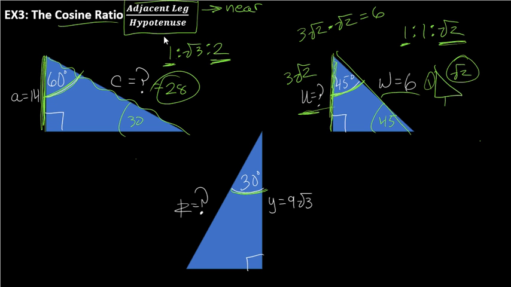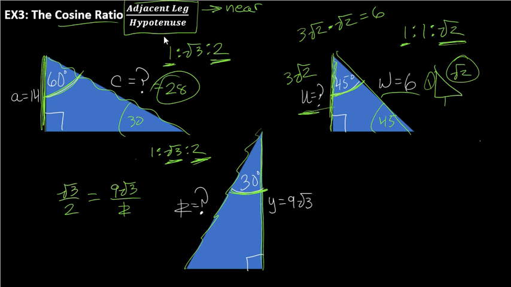Okay, given a 30-degree angle this time. So that means we have a 1 square root of 3 to 2. And we're given the adjacent leg, and we're trying to find the hypotenuse. In this case, it's the long leg, square root of 3. So square root of 3 is to 2, as 9 square root of 3 is to our missing hypotenuse, z. Cross multiply, we're going to get z square root of 3 is equal to 18 square root of 3. Divide by square root of 3 on both sides, and z is 18.